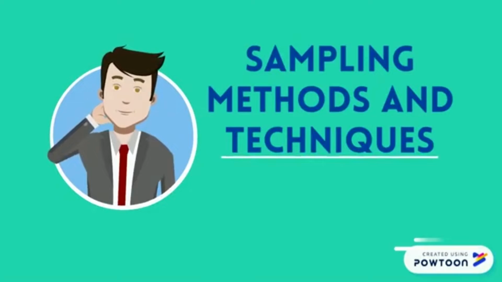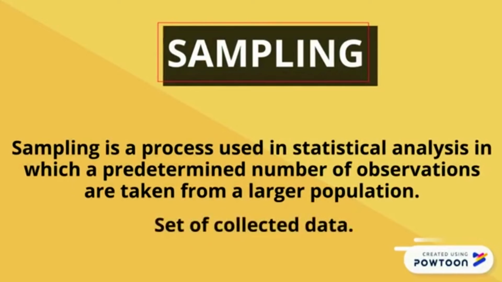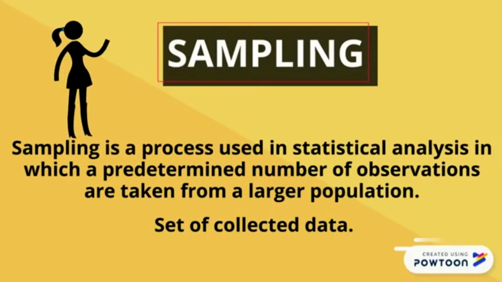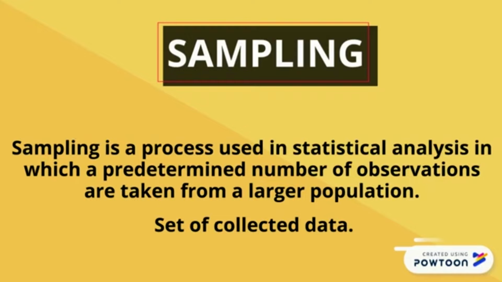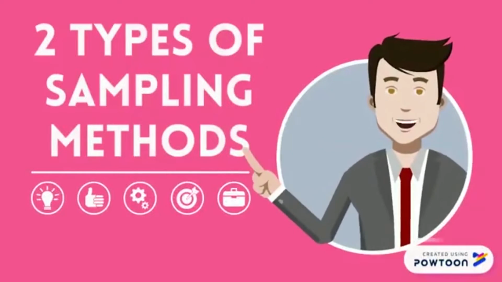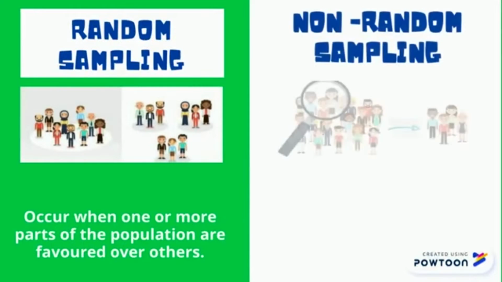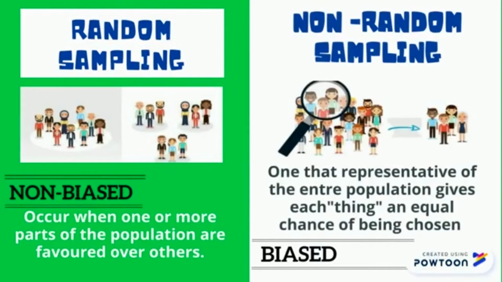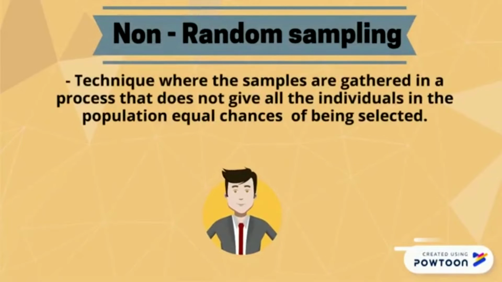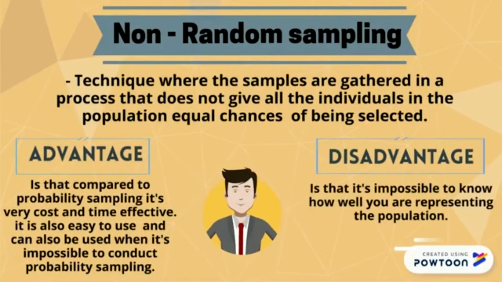Sampling methods and techniques. Sampling is a process used in statistical analysis in which a predetermined number of observations are taken from a larger population set of collected data. Types of sampling methods. There are two types of sampling method: random sampling, which is non-biased, and non-random sampling, which is biased. Non-random sampling is a technique where the samples are gathered in a process that does not give all the individuals in the population equal chances of being selected.